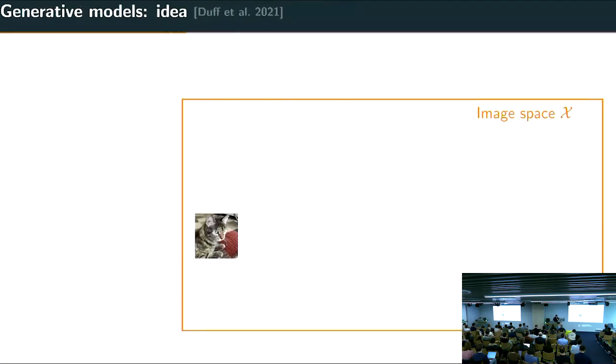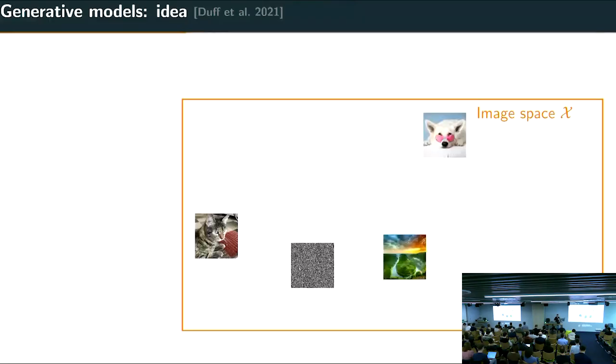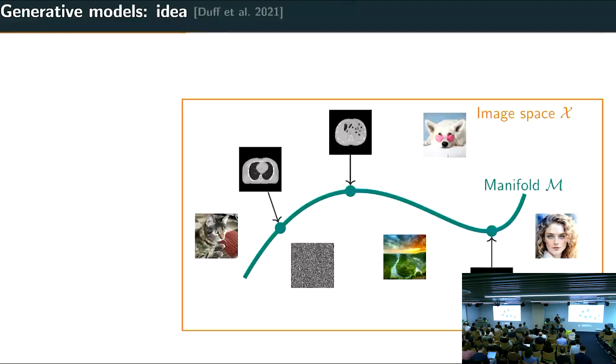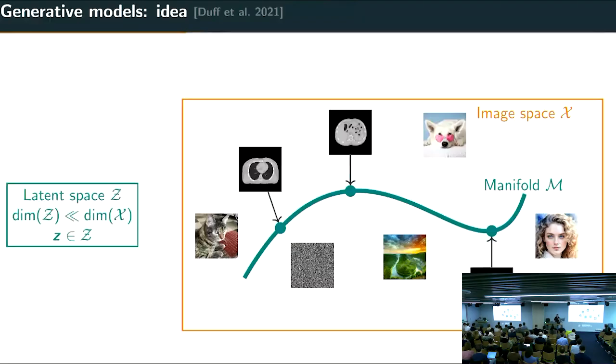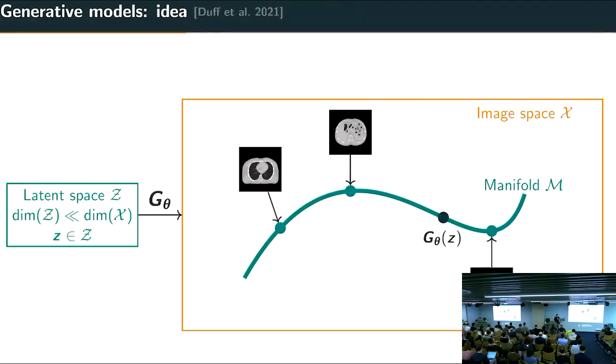For generative models, the idea here is we consider the image space. The image space is a very high dimensional space, and most of the images in that space are irrelevant. The images we're interested in lie somewhere on a submanifold. So this is an interpretation of what's happening there. And this manifold has a lower dimension. So how do we use generative models? We consider a latent space, which in general has a lower dimension. What we do is we sample a latent variable in this space. We have a deep generator G theta, and it will map this Z somewhere on the manifold.